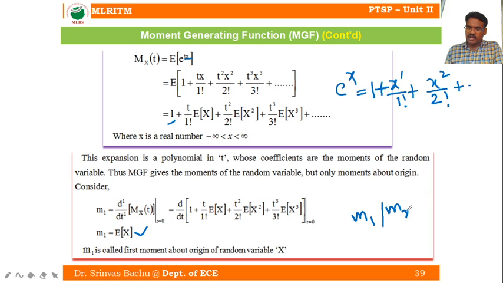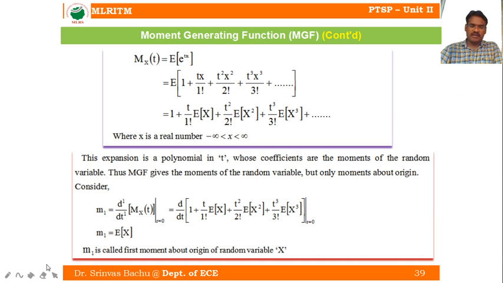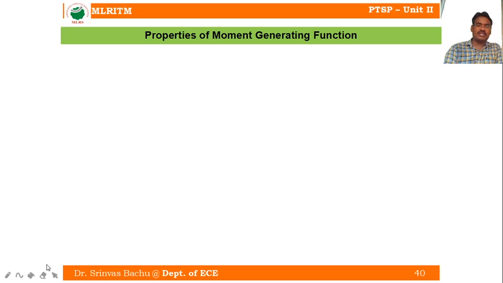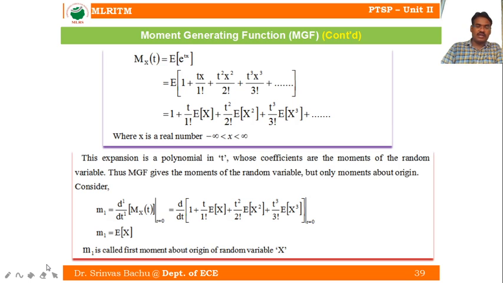Or you can write it as the mean value of the random variable x, or mention it as x bar, or as expectation of x. This is the mean value. The first moment about origin is called the moment about origin of the random variable x. Clear? This way we can find the nth moment about origin also.